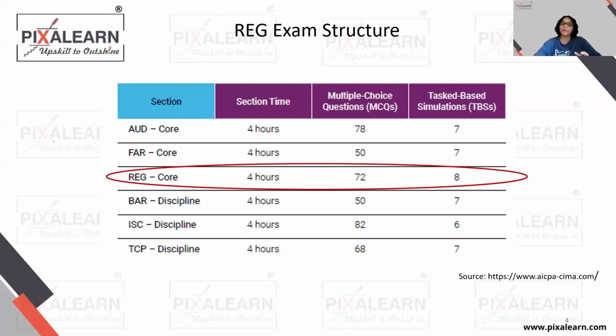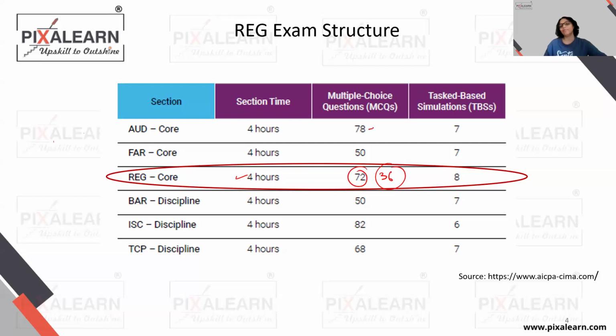So the key is to understand how to crack this paper. What is it that AICPA is trying to test you on, and how do you prepare yourself for it? Okay, so this is going to be a 4 hour paper. We are going to have two testlets of 72 questions each. That means the number of MCQs is really high if you look at it here.